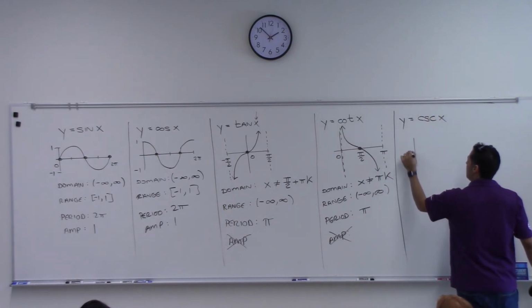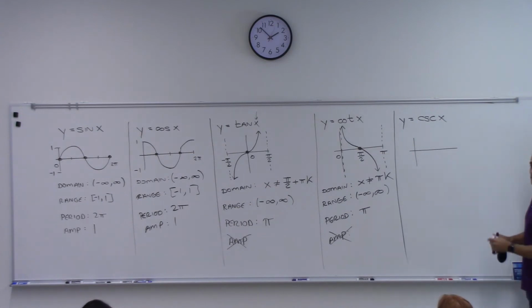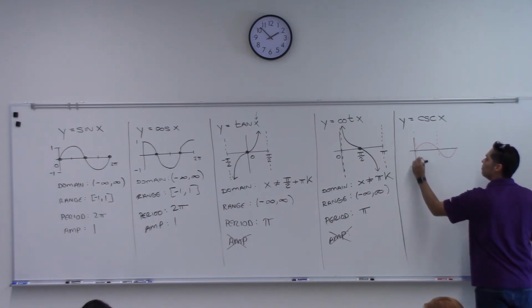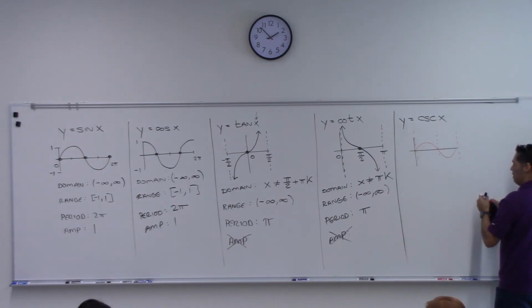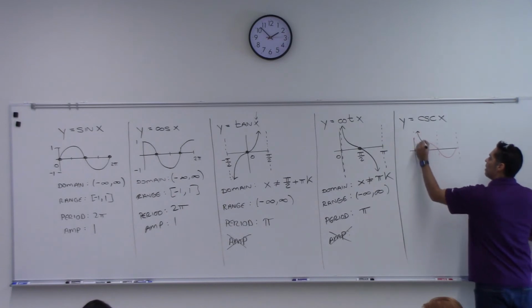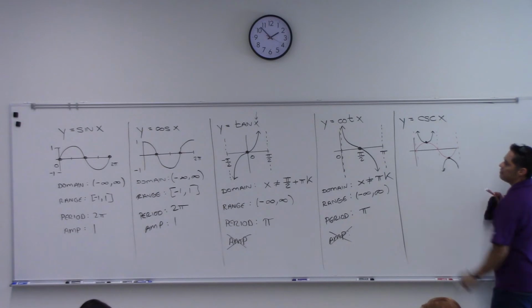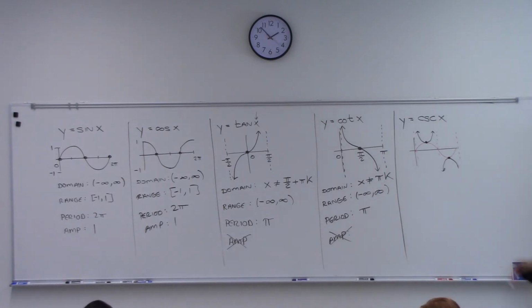So this graph, basically this is just your sine curve, right? Everywhere you have an x-intercept, you've got a vertical. And at the peaks, you go up like a U like this, and at the valleys, you go like that. Right? That's it. That's what cosecant looks like, basically.